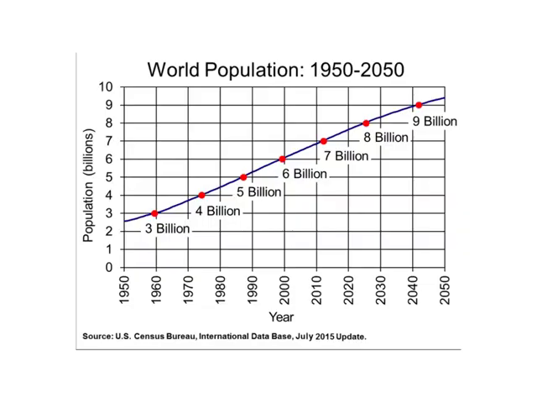So first we look at the title, World Population 1950 through 2050. So this graph is going to show us the world's population, and it's going to tell us the world's population for each year. If we look along the x-axis, we see that it's the year, 1950 all the way to 2050. And the y-axis is the population in billions.